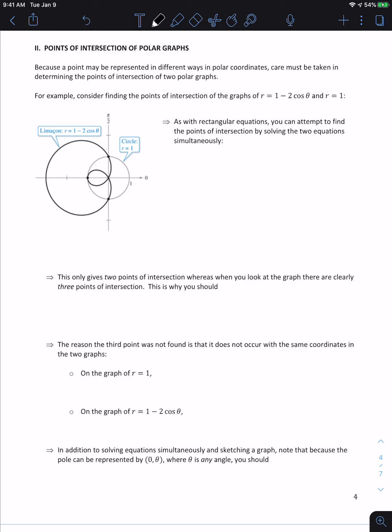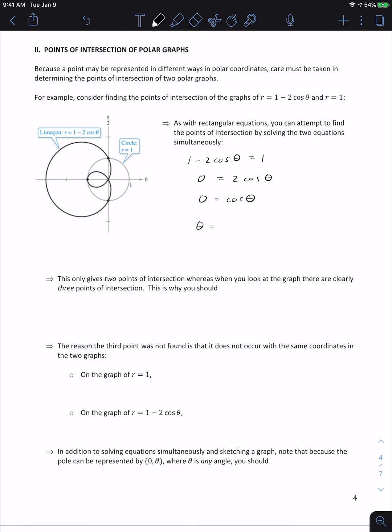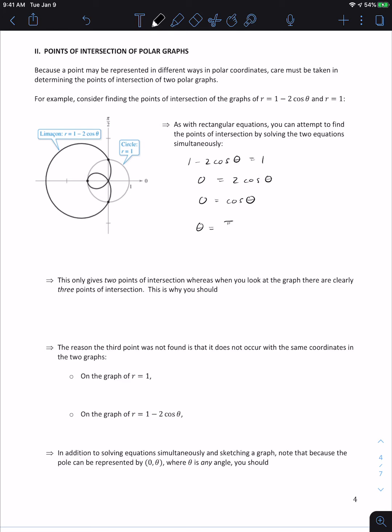As with rectangular equations, the first thing we try is to find the points of intersection by setting the two equations equal to each other. So this is r equals, this is r equals. I can set them equal and get 1 minus 2 cosine theta equals 1. If I do that, I end up with 0 equals 2 cosine theta, which means 0 equals cosine theta. Solving for theta, when is cosine zero? Pi over 2 and 3 pi over 2.